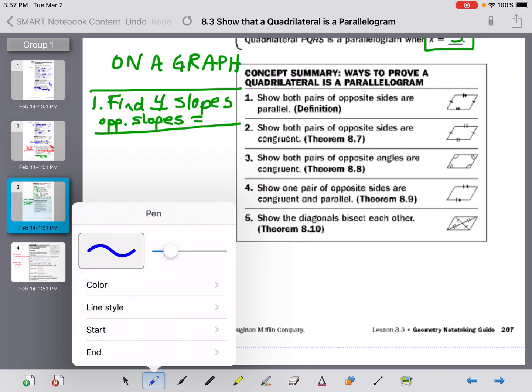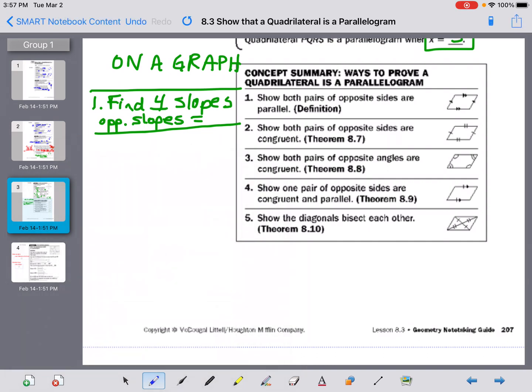All right? Number 2, show both pairs of opposite sides are congruent. So if I know the opposite sides are exactly the same length, I know I have a parallelogram. How do I do that on a graph? How do I show sides are congruent? Well, we find the lengths of those sides. How do I find lengths?